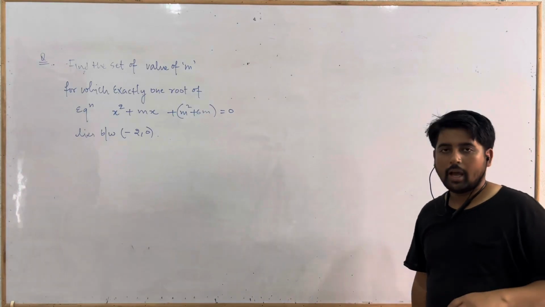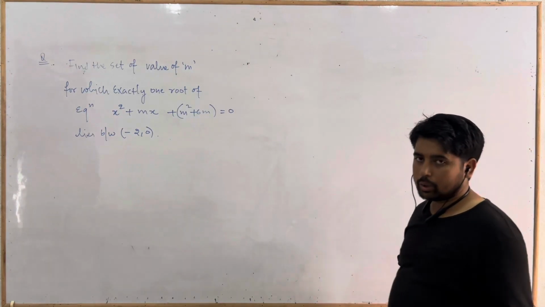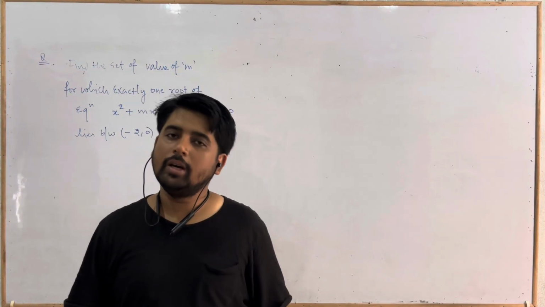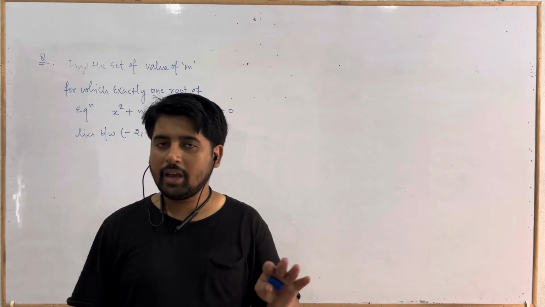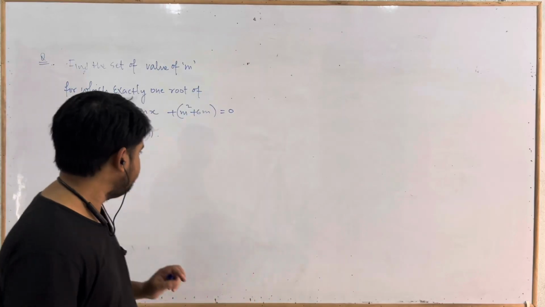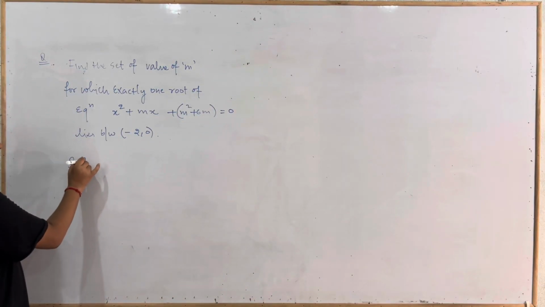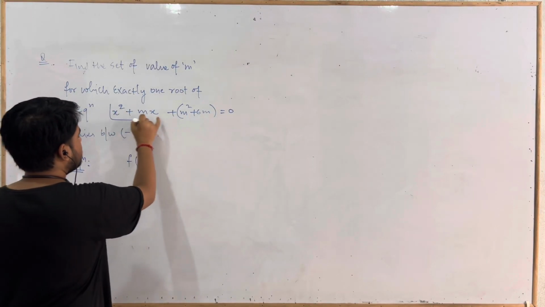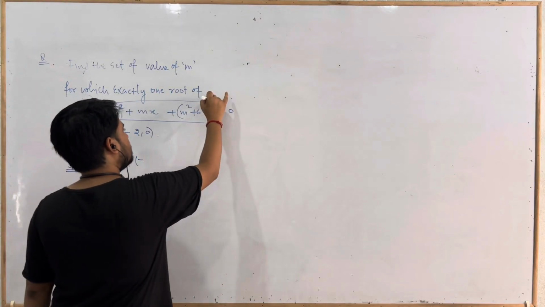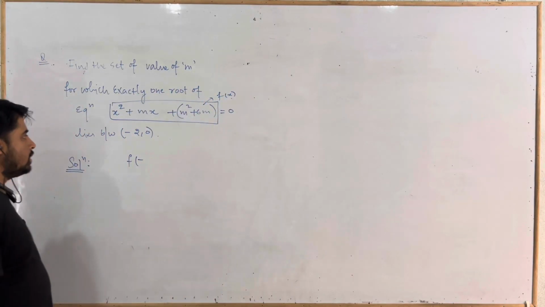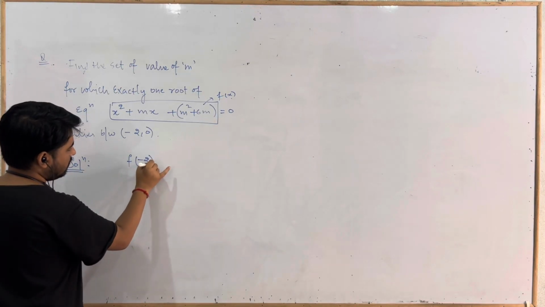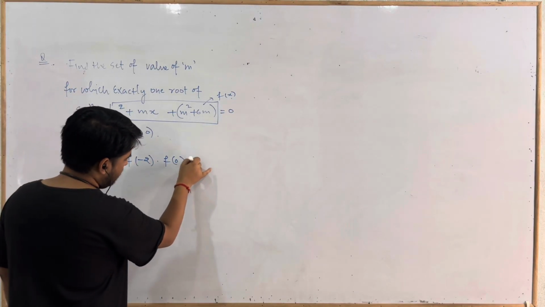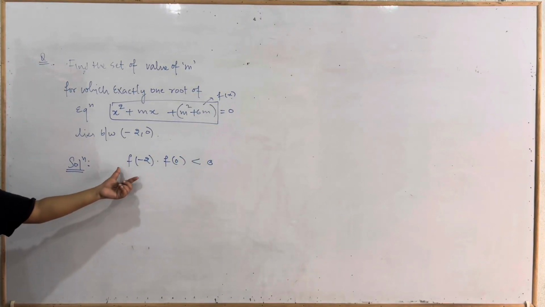So what is the condition? f(k1) into f(k2) is less than 0, and it can be equal to 0, and I will check the equal to 0 case separately. So first I am solving f(k1) into f(k2) less than 0. Look at here. First I am writing f(k1). f(k1) is f(-2). This is your f(x). So f(-2) into f(0) should be less than 0. So put the -2 here.